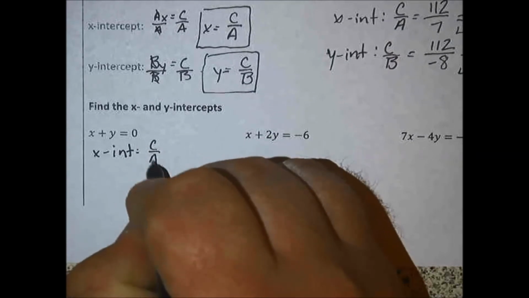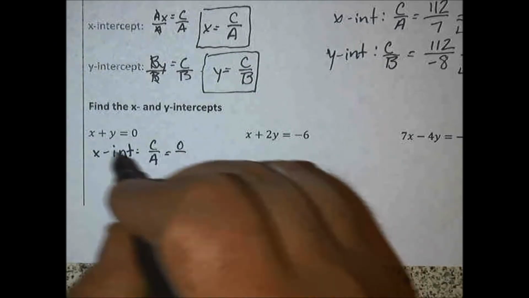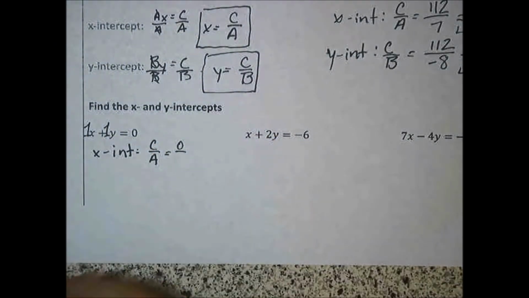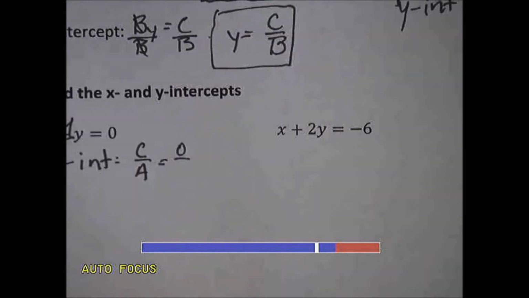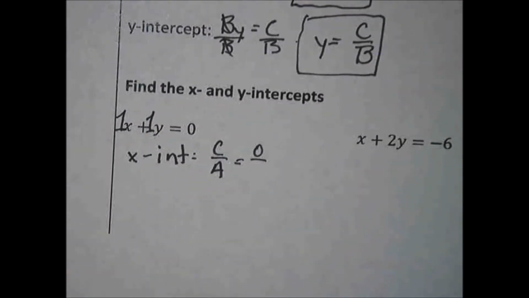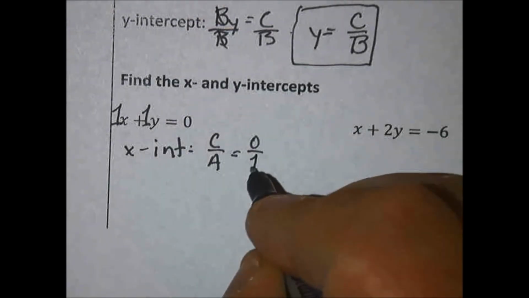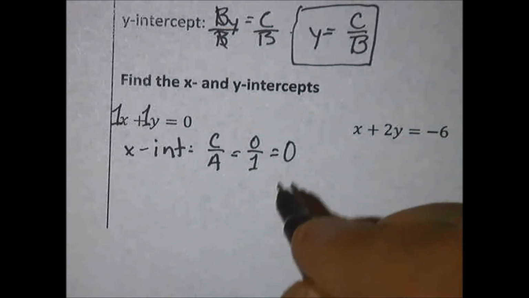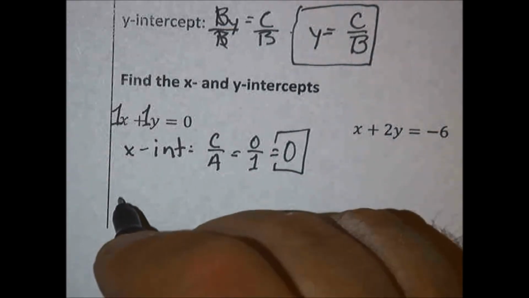equals C over A. What's going on here? I have a 0 for C. There's no number for A. Remember, there's that ghost 1 there. Whenever you have a variable by itself, there's always that ghost 1. It does exist. It is there. Don't get thinking it's not. So I have 0 over 1. 0 divided by a number is going to give me 0, and I'm good to go. So the x-intercept's 0.